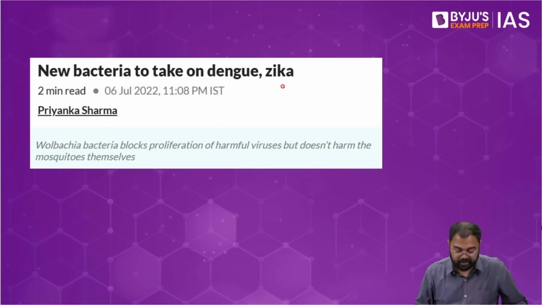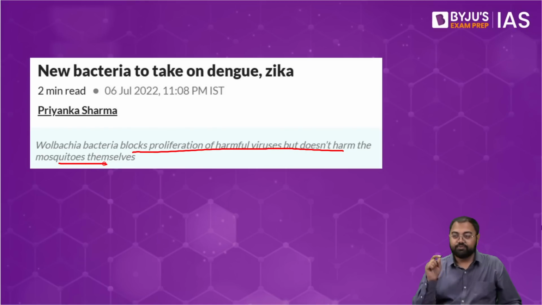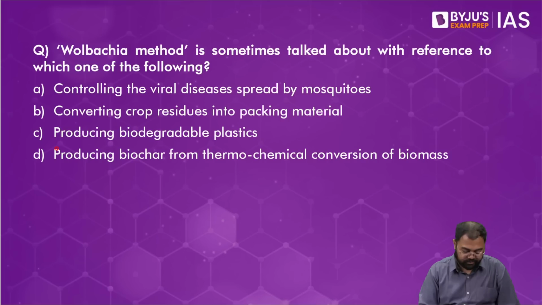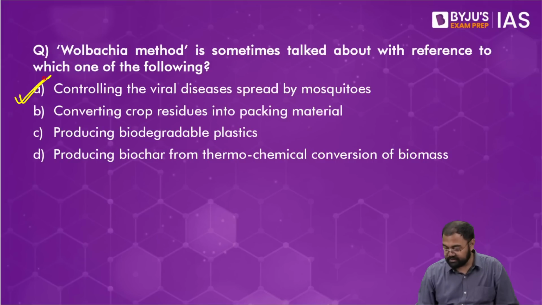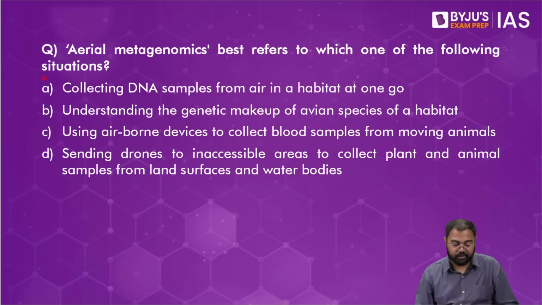If you look back in the newspapers, you'll find some articles related to the Wolbachia method. In the case of the Wolbachia method, it blocks the proliferation of harmful viruses and does not harm the mosquitoes. In the mosquitoes, it stops the reproduction of viruses, stops the viruses from propagating. So this is a kind of bacteria; Wolbachia bacteria is used to stop the propagation of virus. That's why for viral diseases caused by mosquitoes we can use the Wolbachia method. This is precisely what has been asked in this question. So this was not just a new current affair. This was something that has been on and off in the news for a long time.